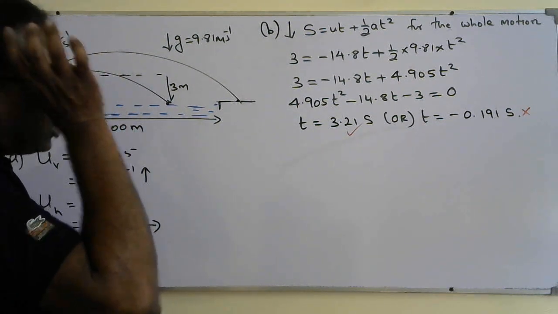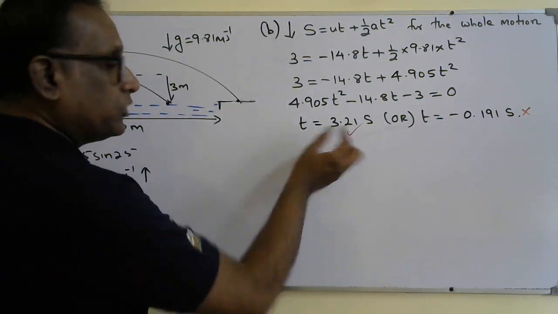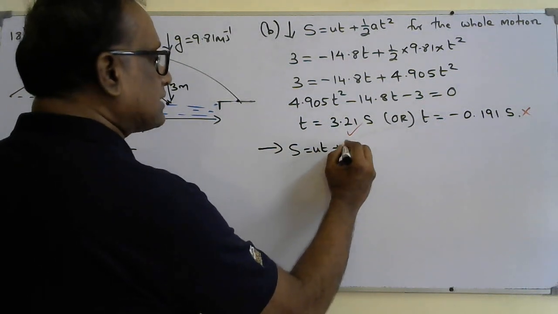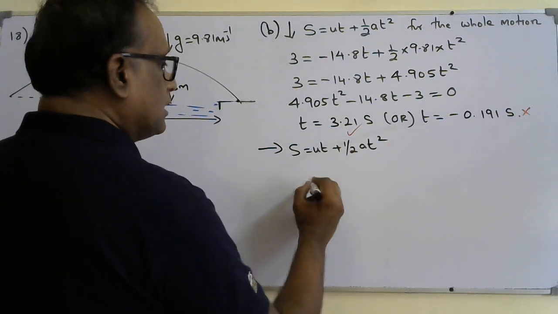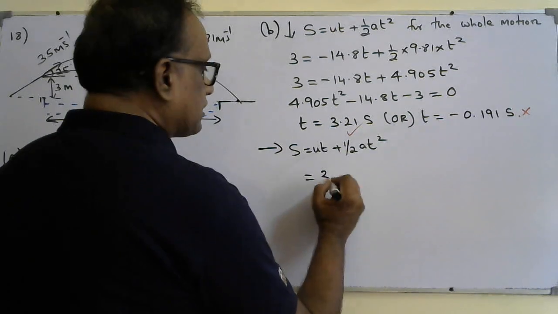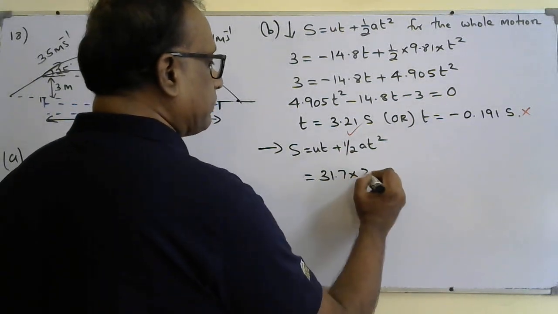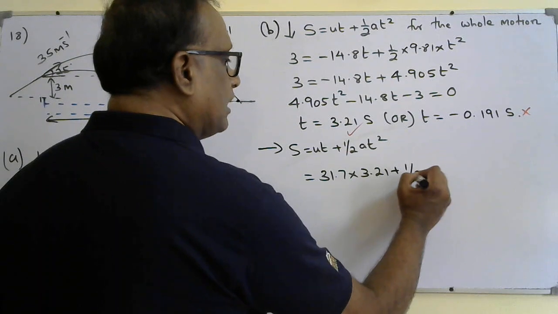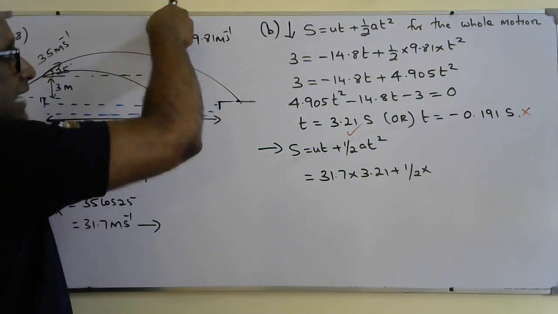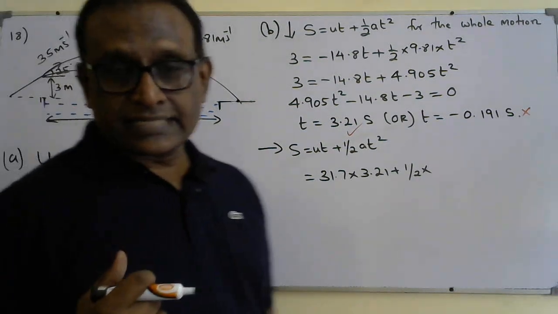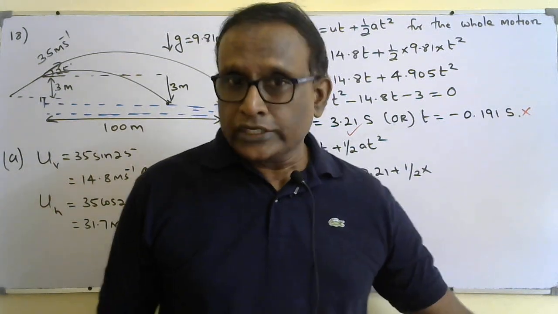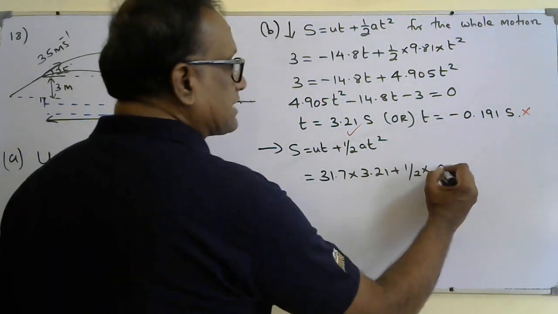So we'll see how much he has gone horizontally during this time. So horizontally use S equal ut plus half at squared. So u horizontally initially we found it 31.7. So 31.7 into time is 3.21 plus half. So horizontally no acceleration, the gravitational acceleration is vertical. It has no horizontal component. Vertical vectors have no horizontal components. Also there is no drag force, so no deceleration. So the horizontal acceleration is 0.